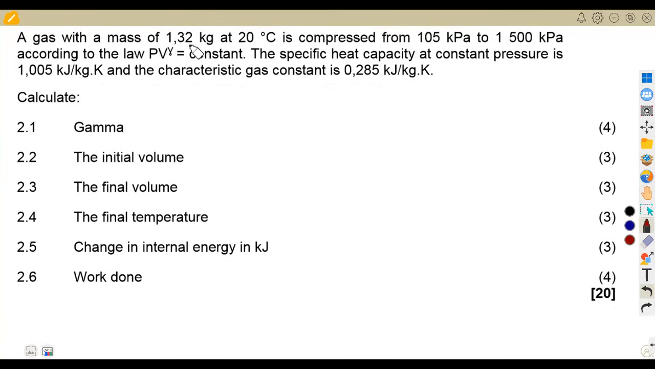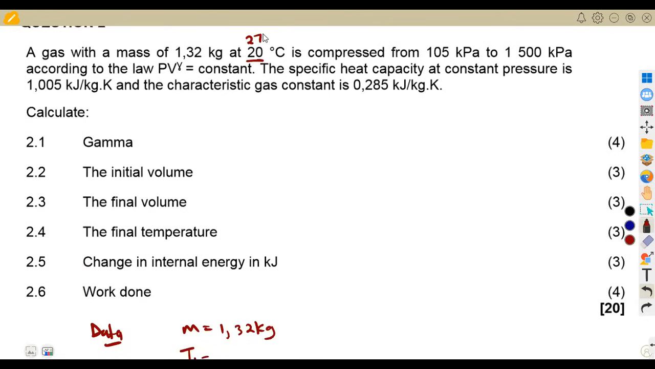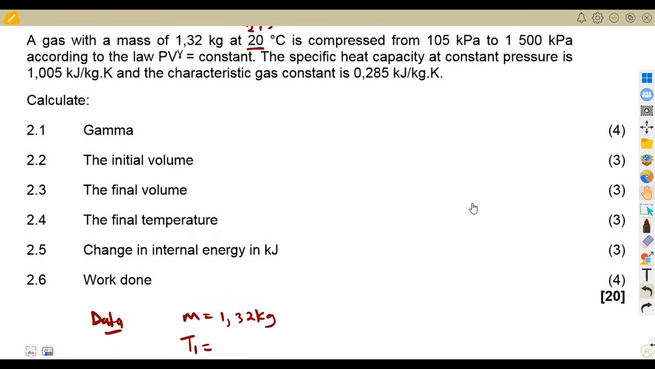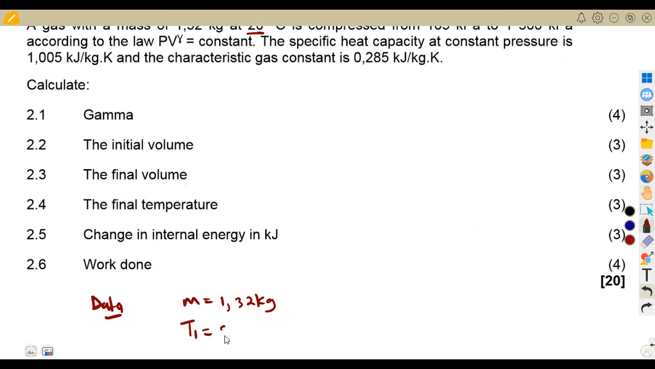of 1,32 kilograms at 20 degrees Celsius is compressed. All right, so this is being compressed from this pressure, from this temperature. So we can just take our information that we are given. So we've got the mass of the gas, which is 1.32 kilograms, from a temperature, which is T1 in this case, the initial temperature, 20 degrees Celsius. So if we add 273 to convert to Kelvin, that is going to be 293. So that's 293 Kelvin in this case, all right?